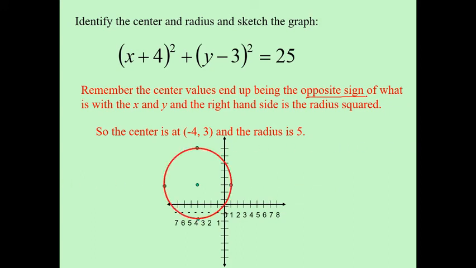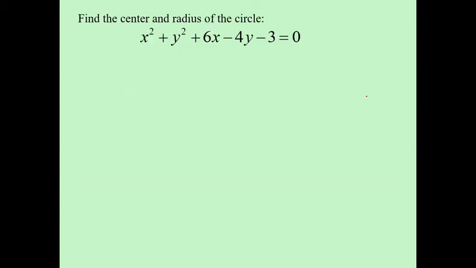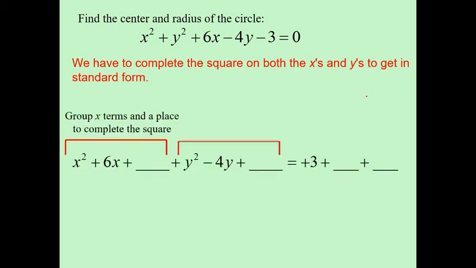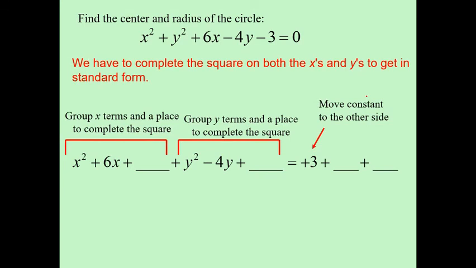Find the center and radius of the circle. What operation are we going to have to perform? That's right, we're going to have to complete the square on both the x's and y's to get it into standard form. So we're going to group the x terms and place to complete the square. We're going to group the y terms in a place to complete the square. And then we're going to move the constant to the other side.